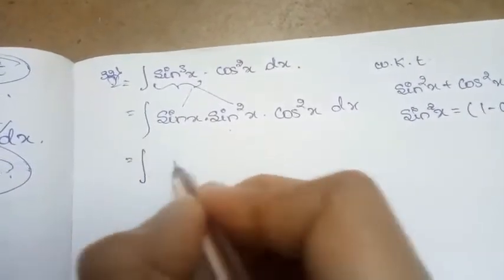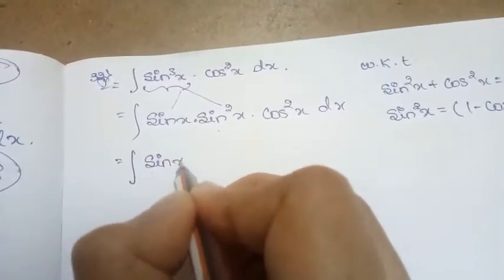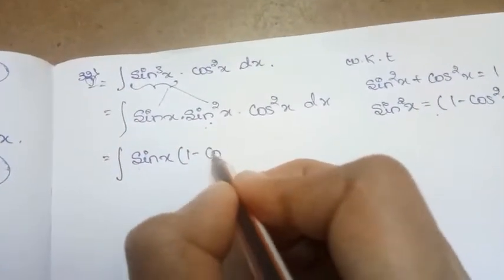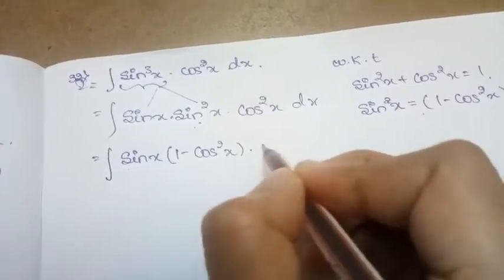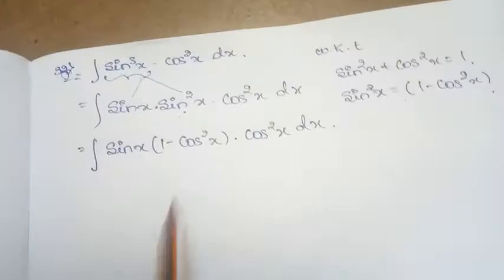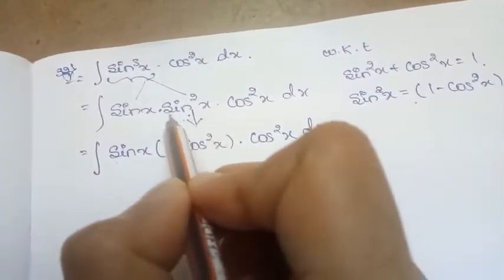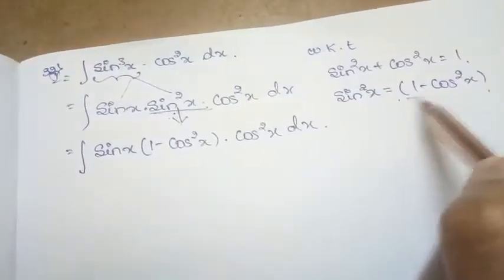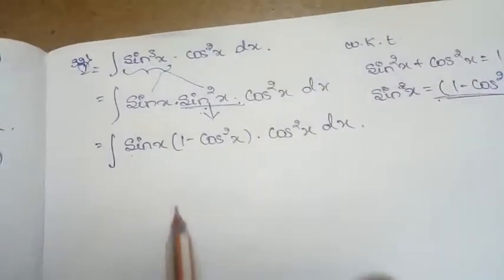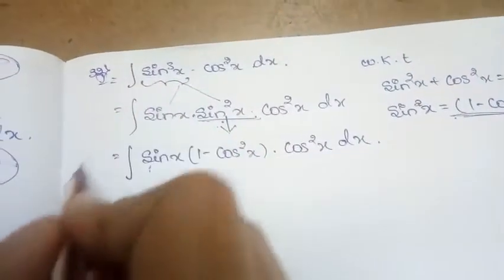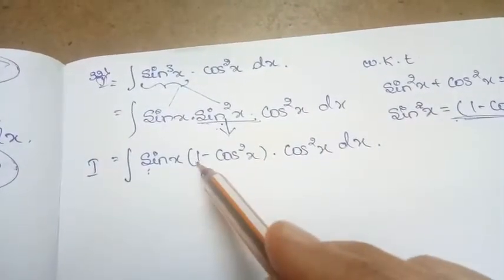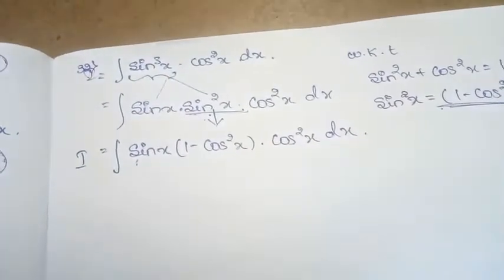What I will do next is I'll keep this sin x as it is. In place of sin square x, I will substitute 1 minus cos square x, and I will keep this cos square x as it is. So here I have substituted sin square x, just by using the trigonometric identity. Now the given question, sin cube x into cos square x dx, becomes sin x into 1 minus cos square x into cos square x dx.